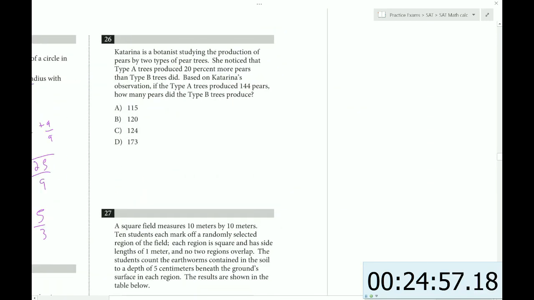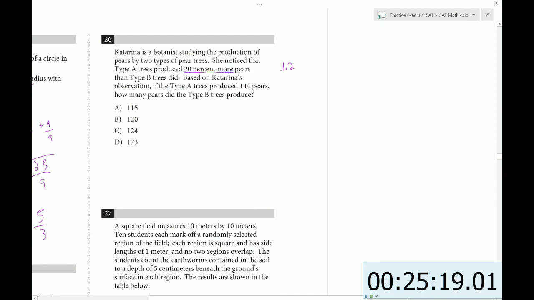26. Katrina is a botanist studying the production of pears by 2 types of pear trees. She notices that type A trees produce 20% more. 20% more then is multiplier 1.2. Than type B trees did. Based on Katrina's observation, if the type A trees produced 144.